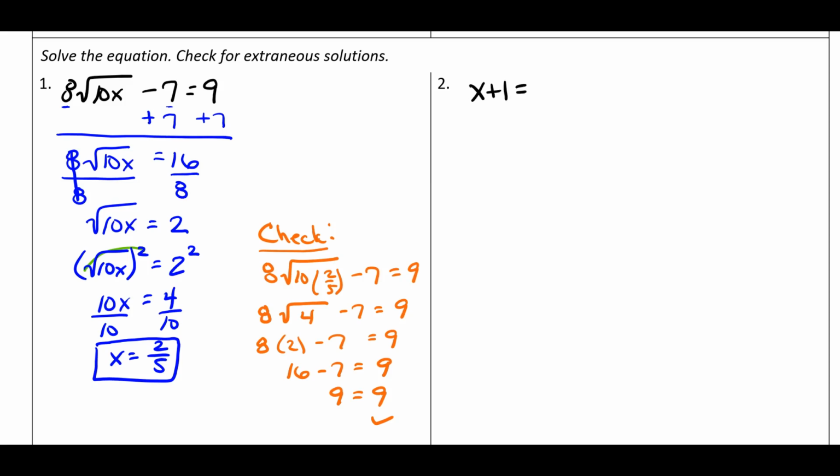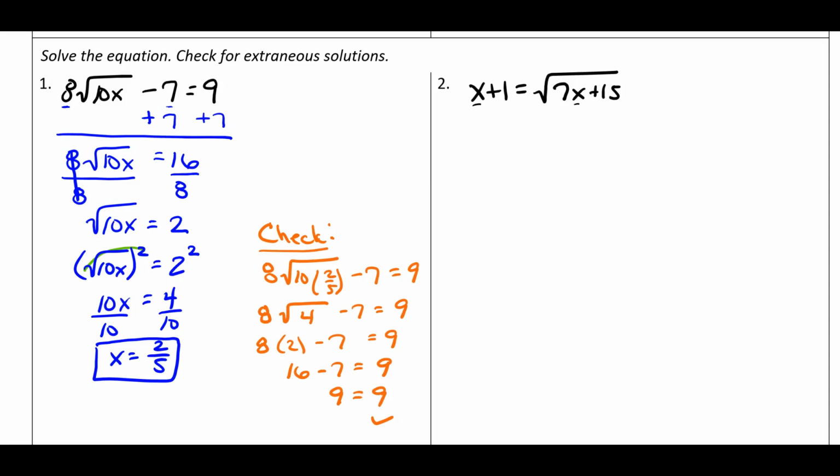x plus 1 equals the square root of 7x plus 15. Now, when we look at this problem, we should notice that it does have two variables. It has an x on the left and it has an x on the right. And we know that we're trying to solve for them, so eventually we need to get them on the same side. However, one of our variables is underneath the radical. So this is a radical equation. We have to isolate the radical first.